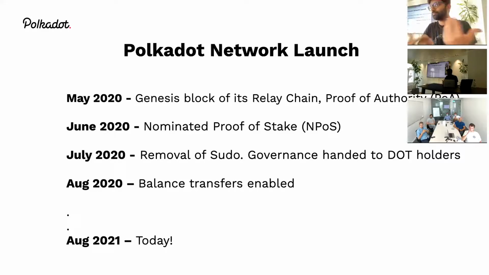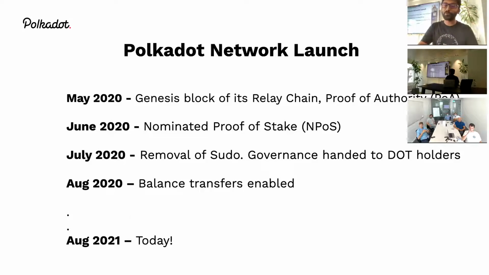In June last year, we moved to nominated proof of stake. I have a separate slide that explains what it is. And then in July, we removed sudo, meaning we handed the network to people who have DOTs, which are the network utility tokens. And finally, in August 2020, exactly a year ago, we enabled balance transfer. And till today, that's been the case.